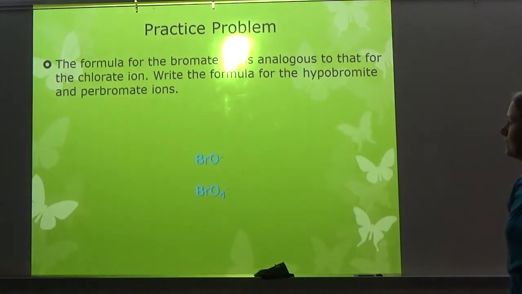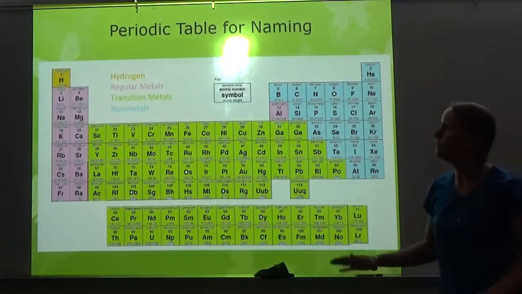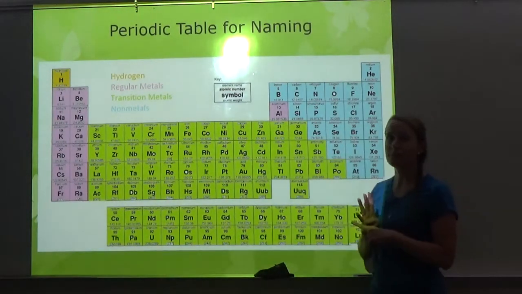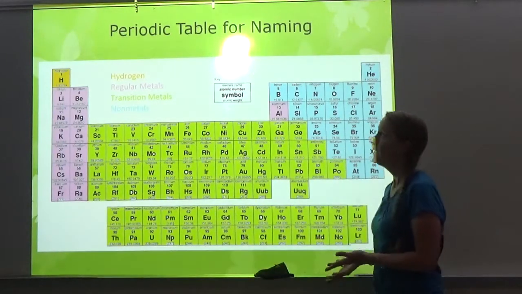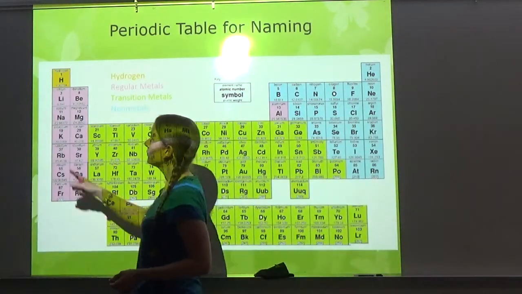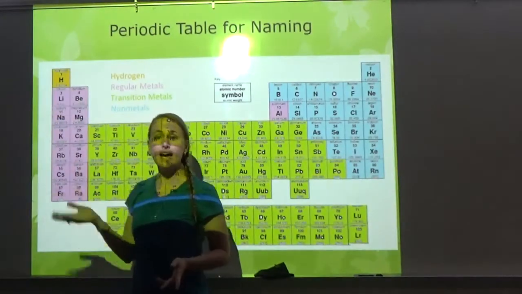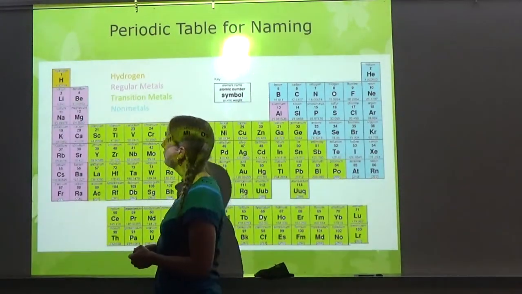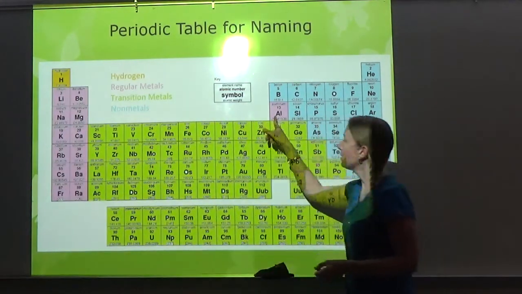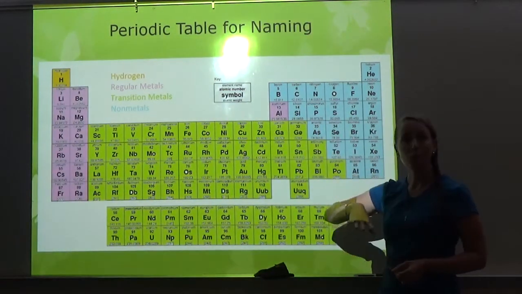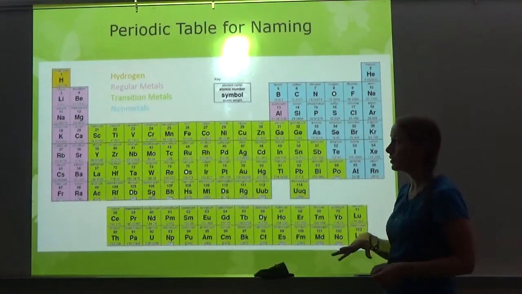So there's my answers. So for naming, there's 4 systems that we use for naming, and it depends on what the compound starts with. So the compound could start with hydrogen. In that case, most likely it's an acid. We'll talk about those in section 9.4. It could start with what we call a regular metal, which are pink on my periodic table. That's what we're about to learn right now in section 9.1.